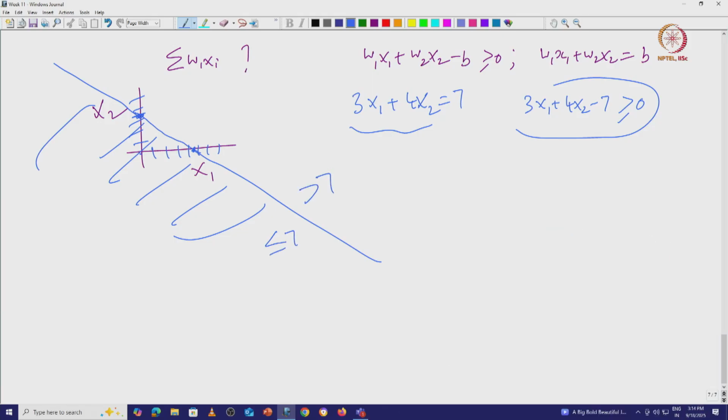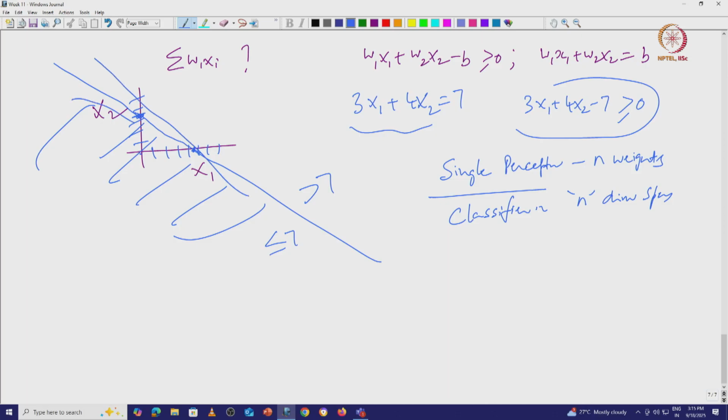So, basically your single perceptron with n weights actually works as a classifier in n dimension space. Therefore, for different values of weights w1 and w2, you could have classifiers like this.